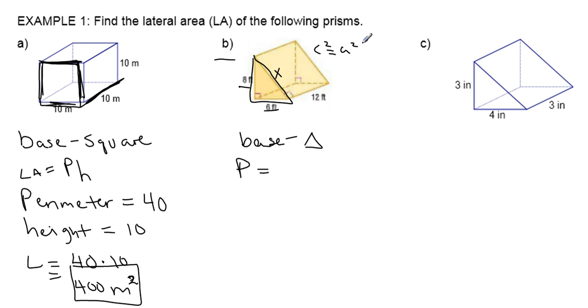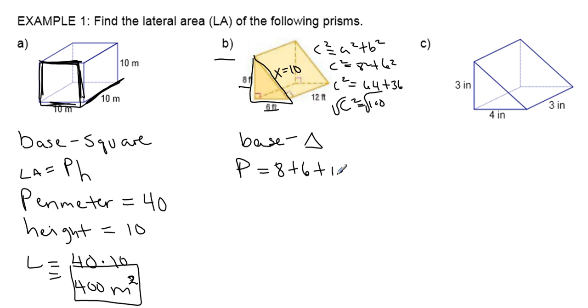C squared equals A squared plus B squared, where C squared is 8 squared plus 6 squared. C squared is 64 plus 36, which is 100. So the square root of 100 gives me my third side, which is 10. So the perimeter of this triangle is going to be 8 plus 6 plus 10, which is a total of 24.